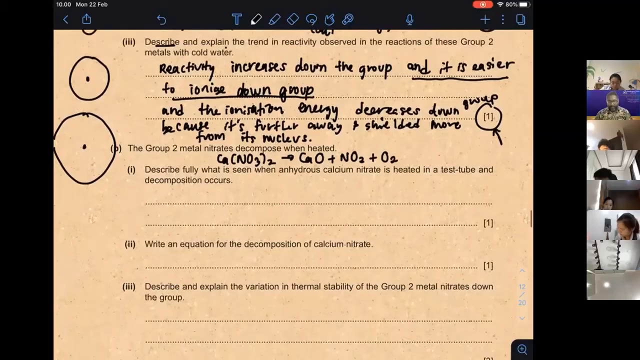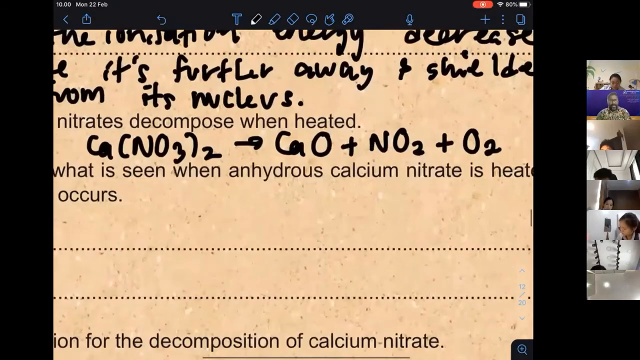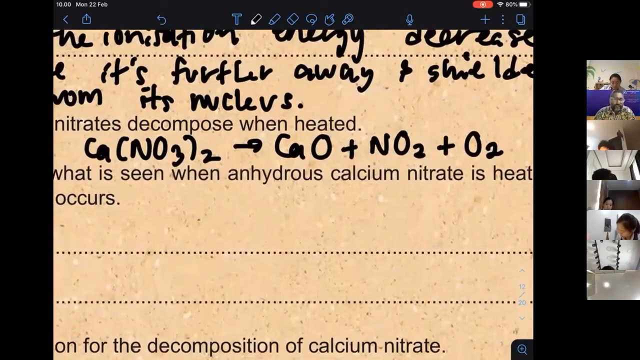Please remember, there are only limited reactions that generate oxygen directly, and one of the reactions is the decomposition of nitrates. They do give you all this, but no need to balance. This is just to show you. This is colorless. This is going to be a white solid. Generally, group 2 oxides are going to be white. Here, this is going to be a brown gas, a brown acidic gas.